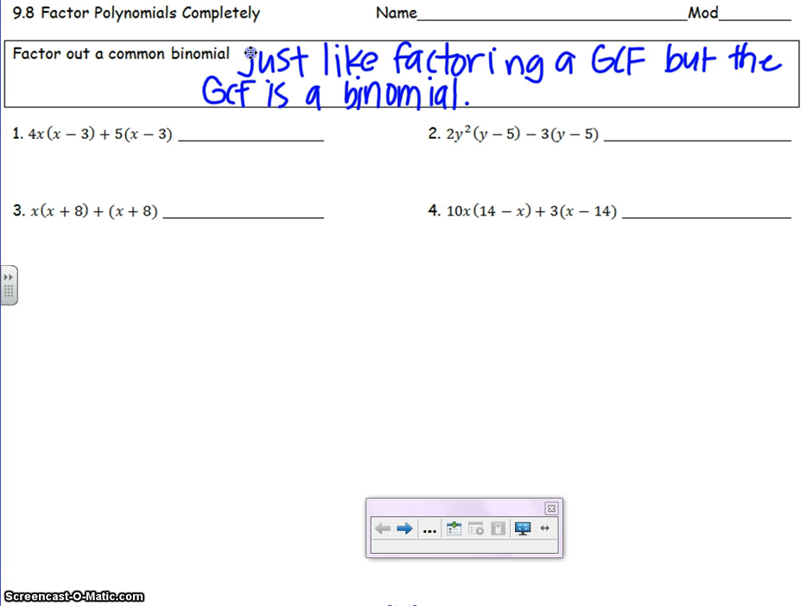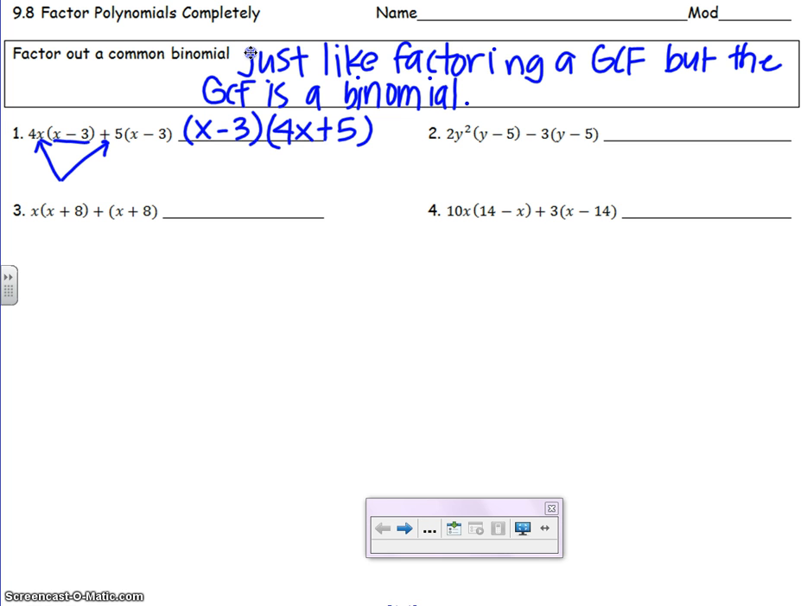Okay, so when we look at number 1, we see the problem 4 times (x minus 3) plus 5 times (x minus 3), and we see that both parts of the expression have x minus 3. So we're going to take x minus 3 and factor it out. We'll write x minus 3, and now that we've taken it out, what's left is 4x plus 5. We can write that in parentheses to group it. If you would like, you can distribute on the part that's typed, and you can FOIL on the part that's in blue, and you will get the exact same expression.